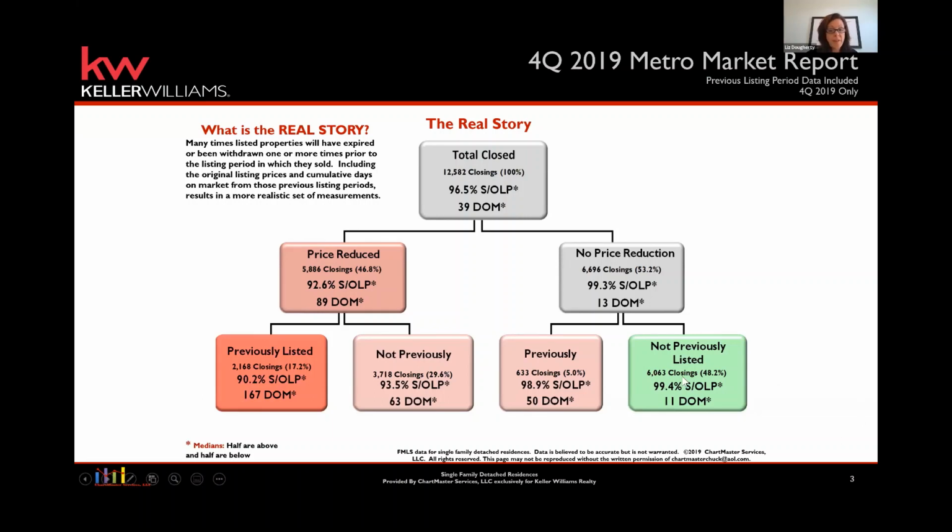And I have definitely gone into homes and said, this is a green box home. If you want it, you've got to go for it and come in strong.